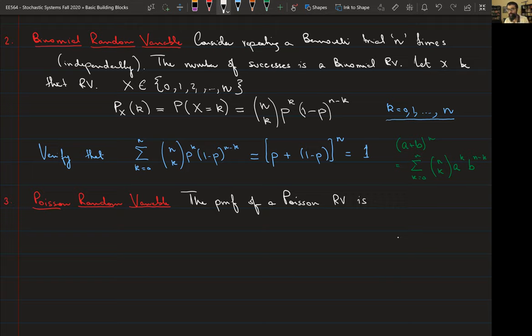But what I'm going to do is give you the PMF of the Poisson random variable first and then talk about its relationship with binomial, right? So Poisson random variable is a random variable in its own right.